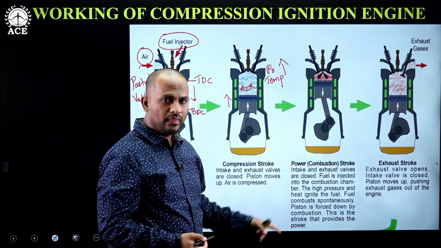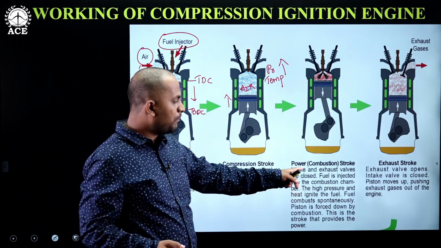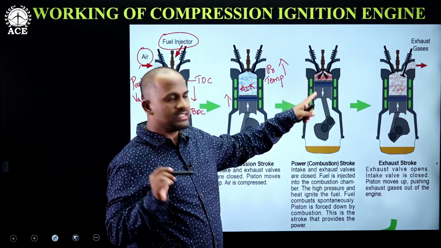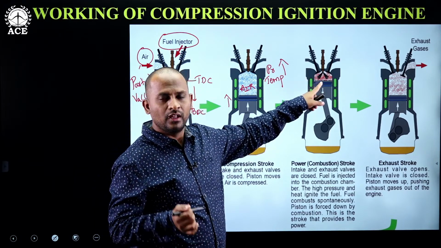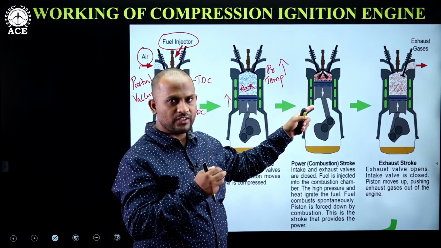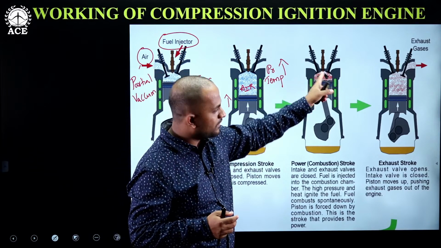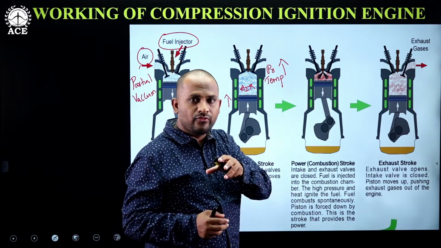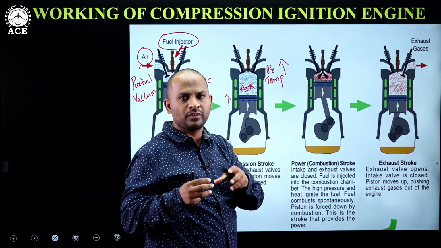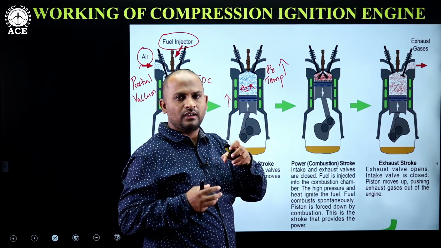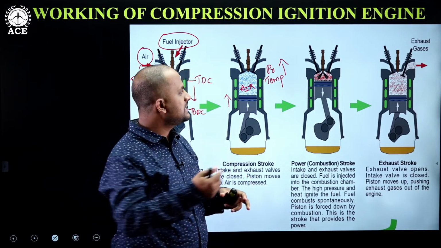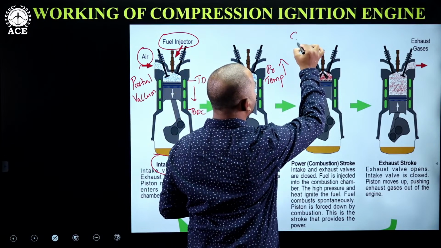Now the next one, that is the power stroke or combustion stroke. At the end of the compression stroke, the fuel is injected into the cylinder. The fuel which has entered the cylinder will have a lower temperature than the air particles. That means the fuel will take the heat from the air particles continuously, so that the fuel will reach its self-ignition temperature.